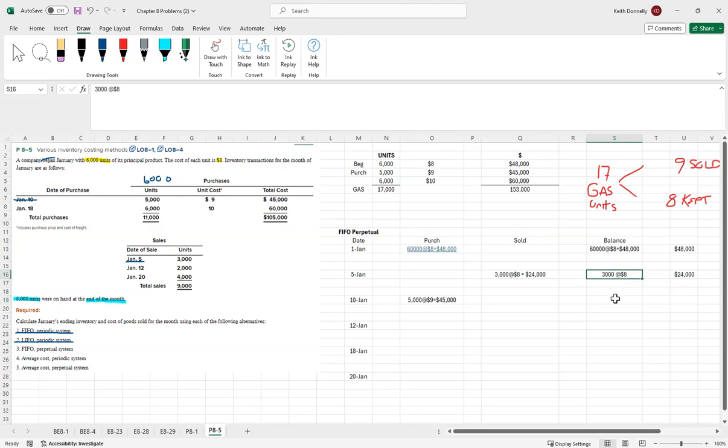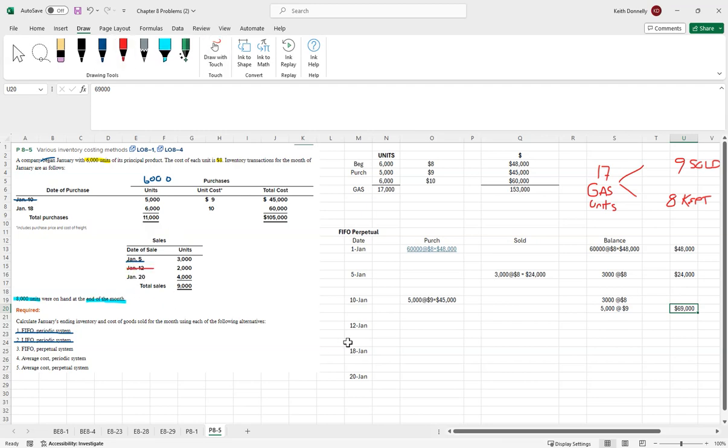Now over here, our balance is going to be the 3,000 at $8 plus the 5,000 at $9. We're looking at the combo of those two. So 24 plus 45, we're looking at $69,000. 24 plus 45, 69, our running total. That's great. What's the next date here? January 12th is next.